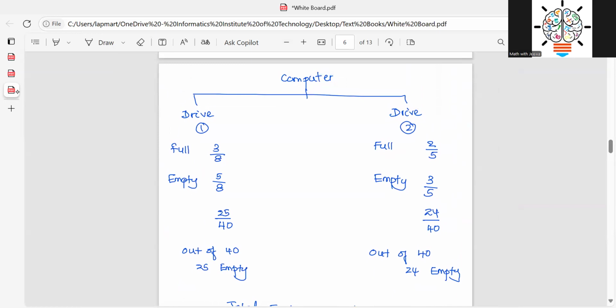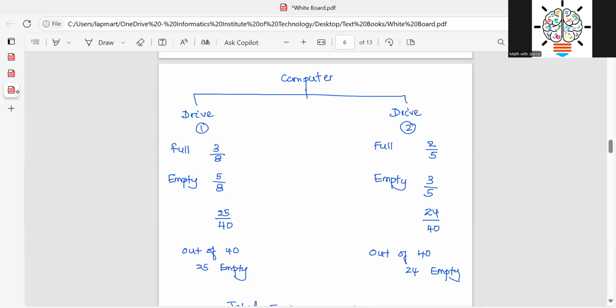Inside her computer she had two drives, drive 1 and drive 2. Both of them have the same capacity. The first one is 3/8 full and the second one is 2/5 full. With that, I can recognize the empty portion: 3/8 is full, which means 5/8 is empty. And 2/5 is full, so 3/5 is empty. That is how it works. To compare and add, first of all, both of them should be on the same footing. Therefore, I converted both fractions to the common denominator 40, right?